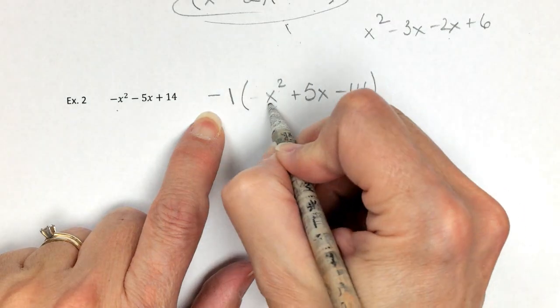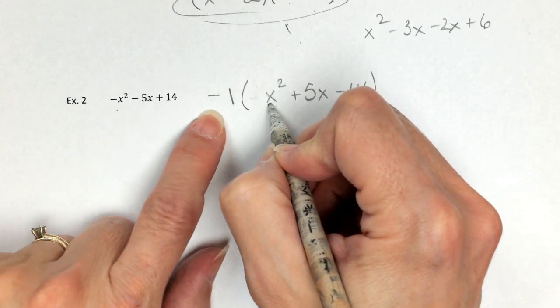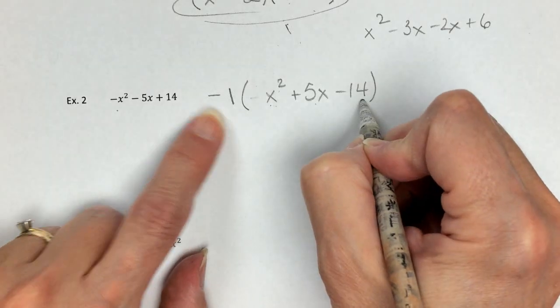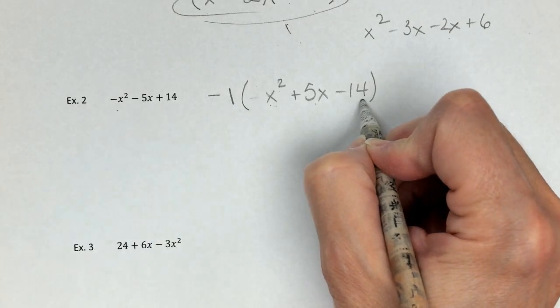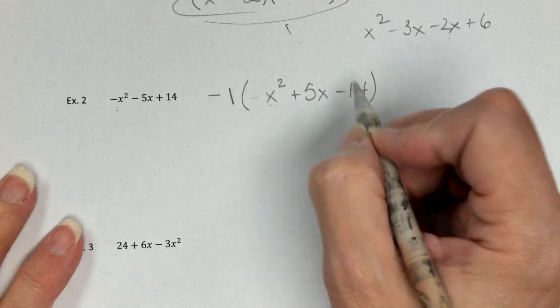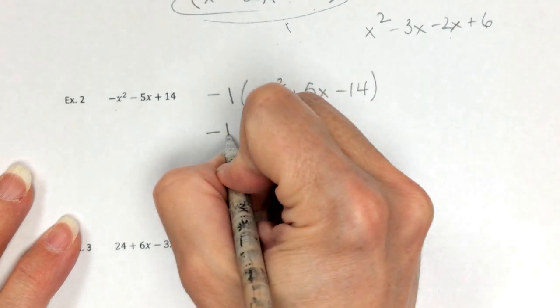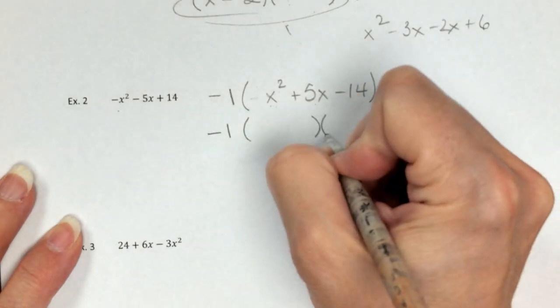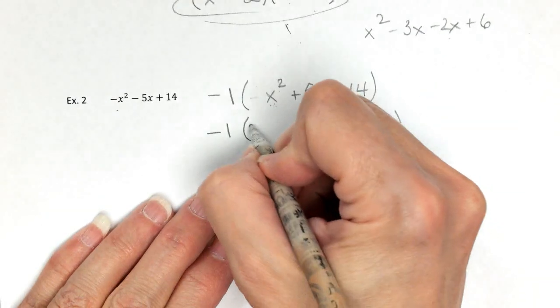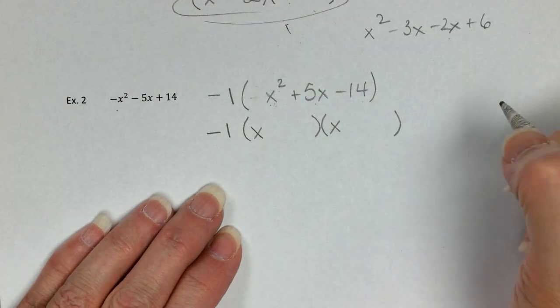Negative 1 times x squared, negative x squared. Negative 1 times 5x, negative 5x. Negative 1 times negative 14, positive 14. Okay, so we've taken the negative out. And you can't ignore that, that is one of our factors, so that has to come along. And now to get the x squared, we have those x's.